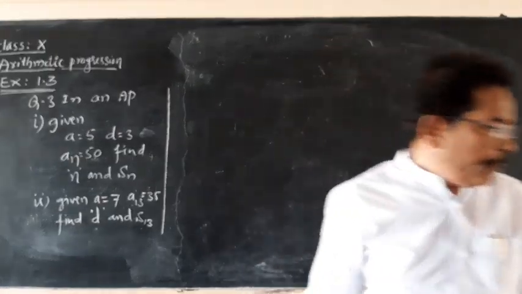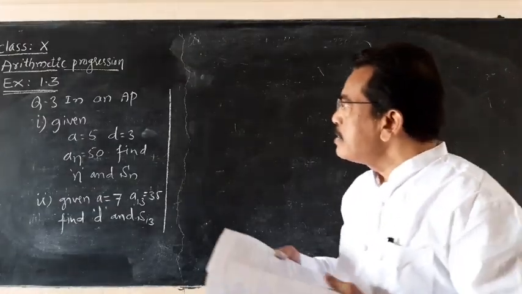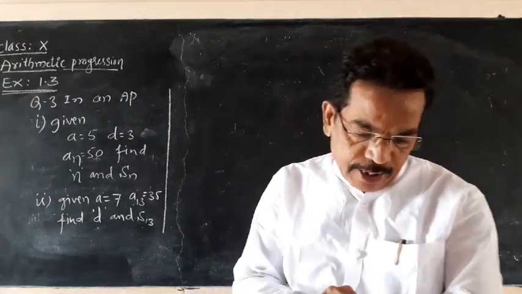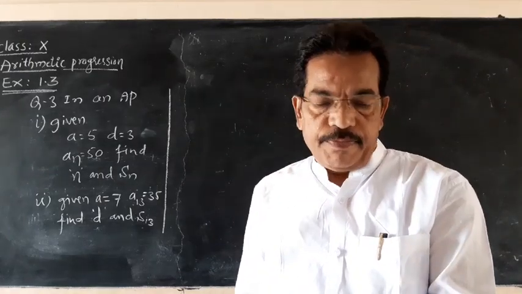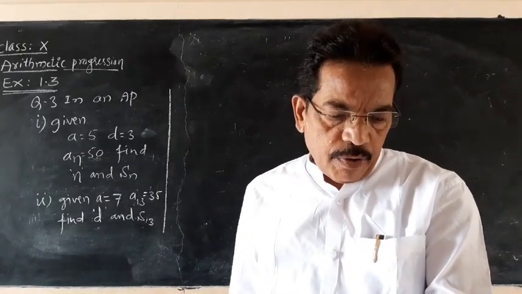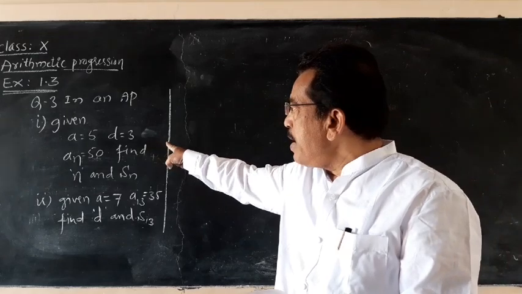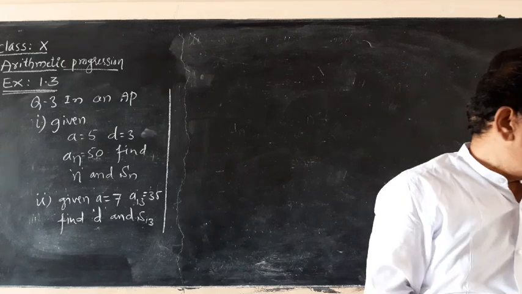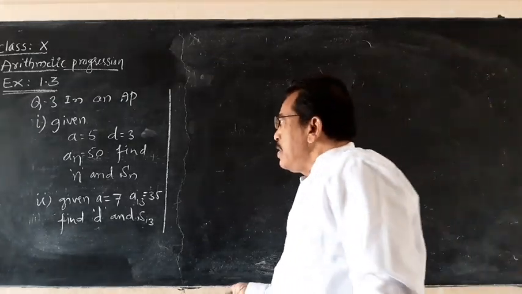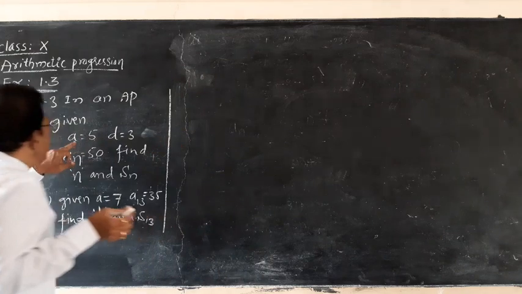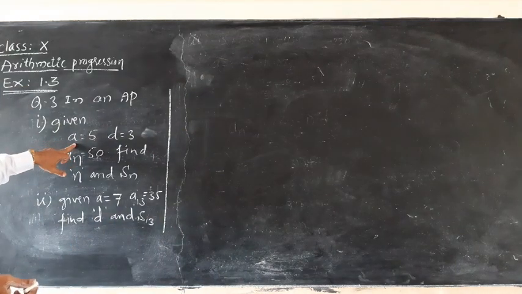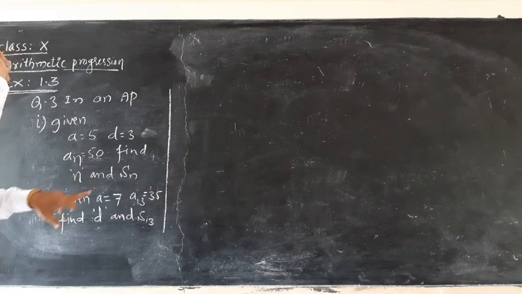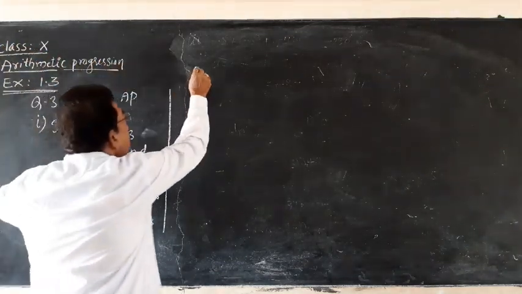Today, let us continue the exercise 1.3, third main. This third main contains 11 sums. Now, given a equals 5, d equals 3, n equals 50, find n and Sn. We have to find n and Sn. Then utilize the given statements, that is a equals 5, d equals 3, n equals 50, find n and Sn.